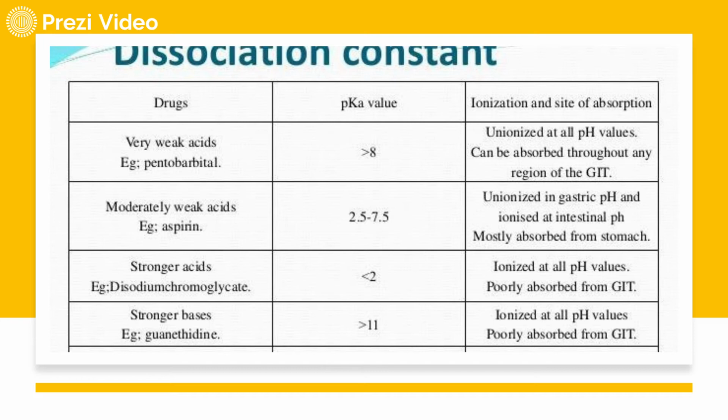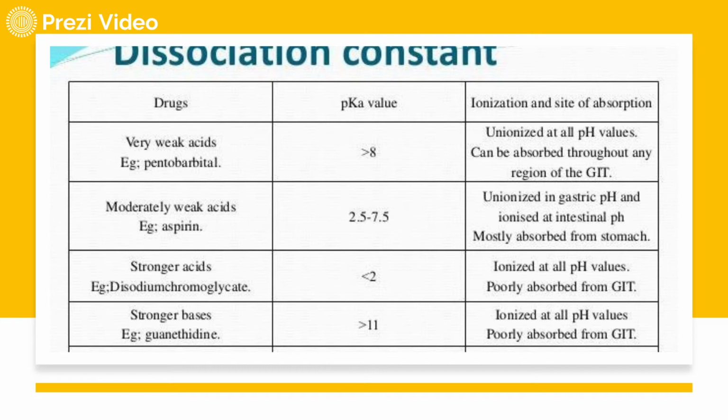Stronger acids, where the pKa value is less than 2, will be ionized at all pH values, and so they won't be absorbed from the GI tract. Similarly is the case for strong bases, where the value of pKa is more than 11: they will be ionized at all pH values, and therefore will be poorly absorbed from the GI tract.